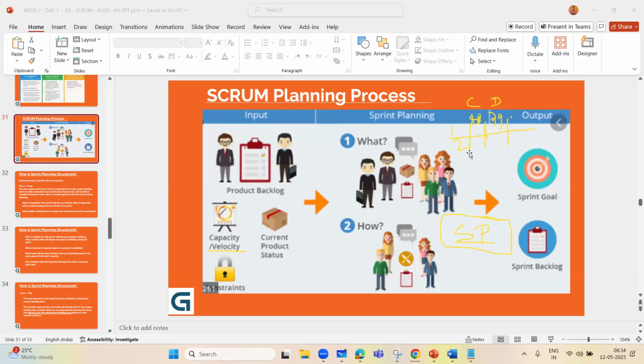In sprint number 2, what exactly happened is that you committed 39, and you ended up delivering 42. How much did you deliver? 42. Again, in sprint 3, you committed 42, but you ended up delivering how much? 40. How much did you deliver?